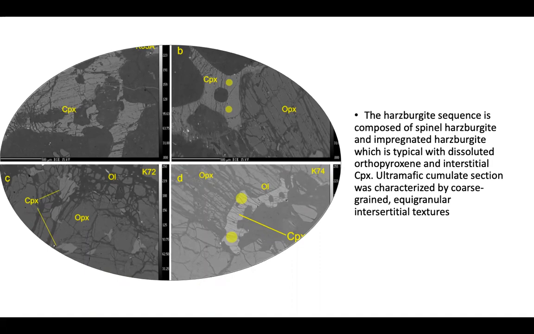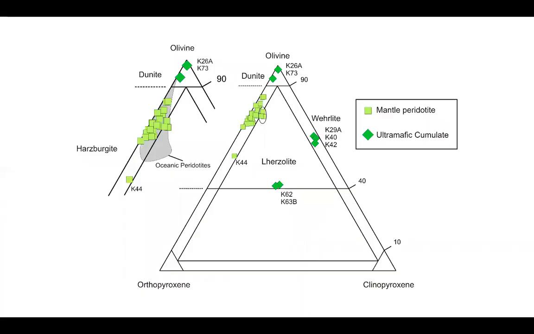Some samples show symplectic texture with spinel and clinopyroxene association. Serpentinization is dominant and commonly obscures the primary igneous mineralogy. Harzburgites represent the oceanic peridotite composition with their modal mineralogy. Peridotites of Kızıldağ ophiolite are composed of harzburgites, lherzolites, wehrlites, and dunites.